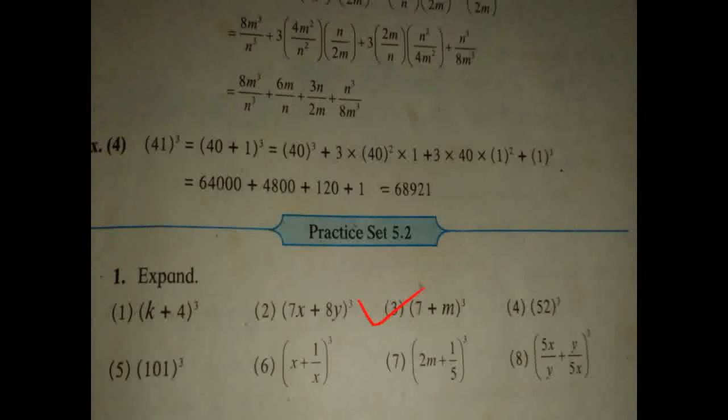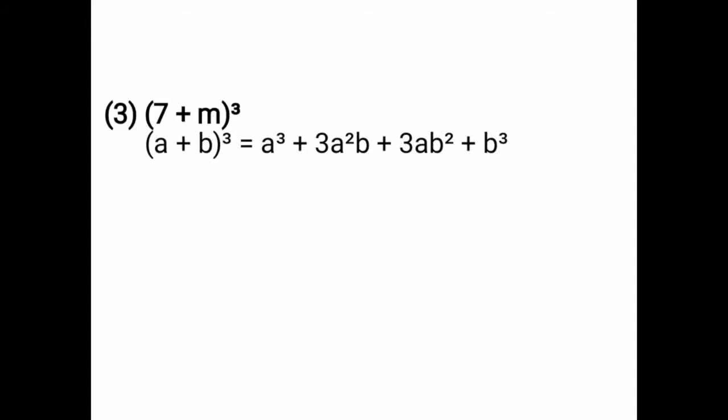Next, (7 + m)³. (a + b)³ is equal to a³ + 3a²b + 3ab² + b³. We will solve this sum directly after teaching the first and second sum. Write this question again and then expand it using (a + b)³.